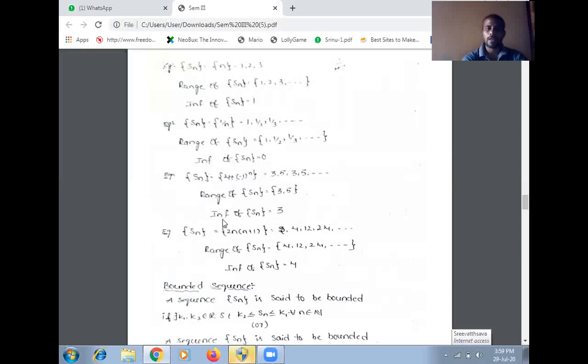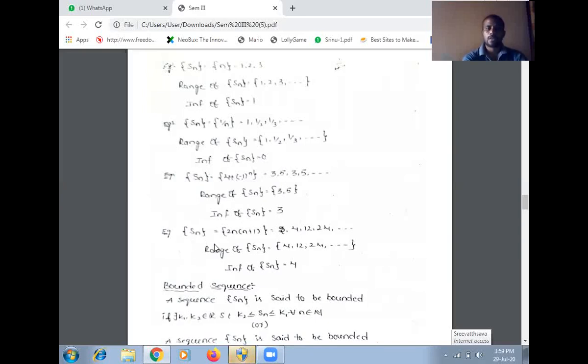So what here? Infimum of Sn equals 3. So in this sequence, 3 is a lower bound of this sequence. At the same time, infimum of Sn equals 3. ఈ అనుక్రమంలో 3 అనేది దిగువ హద్దు, అదే విధంగా 3 కూడా ఈ అనుక్రమానికి గరిష్ట దిగువ హద్దు అవుతుంది. So infimum of Sn equals 3.